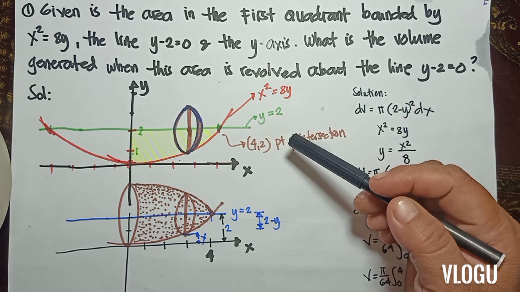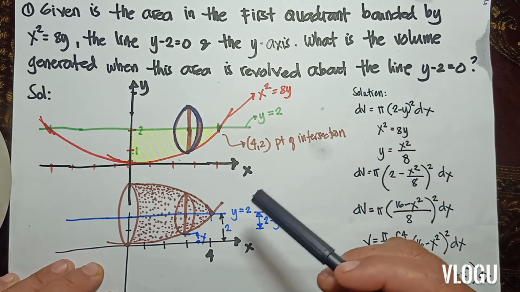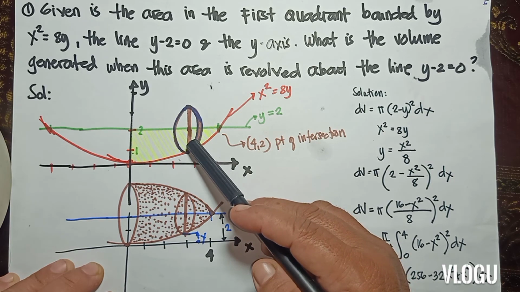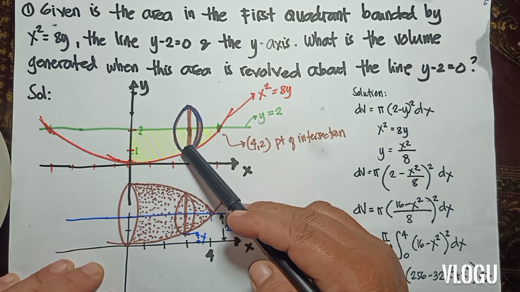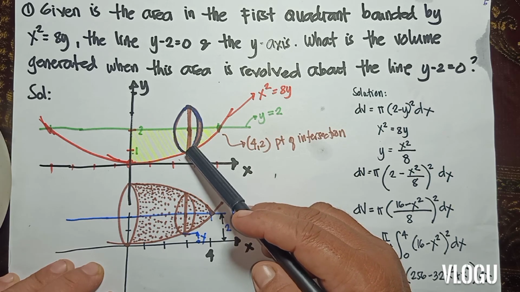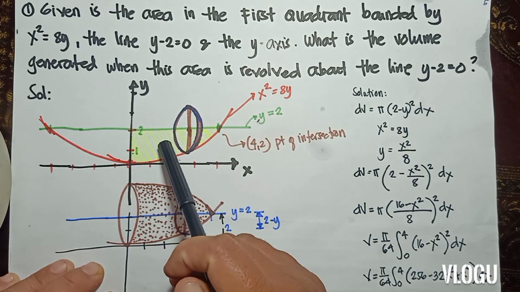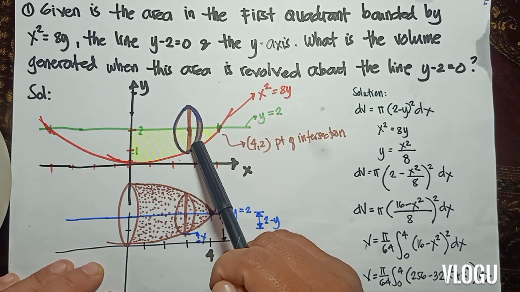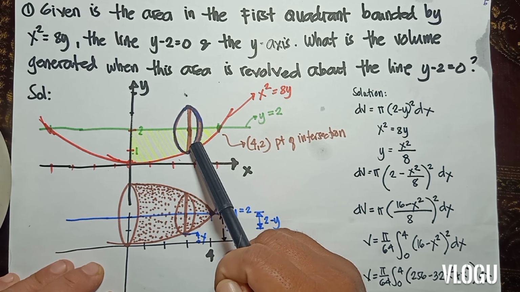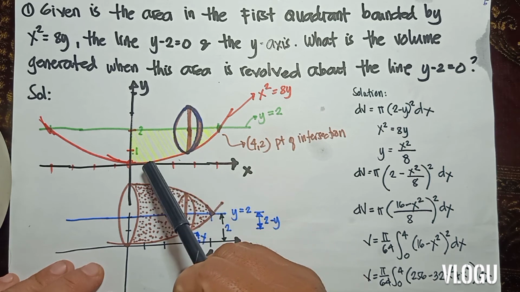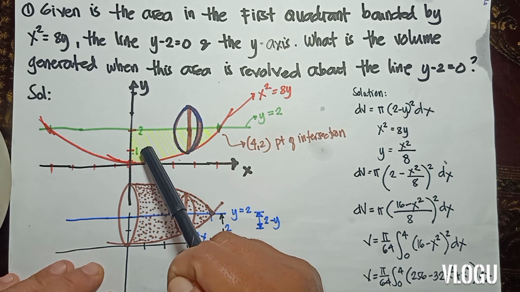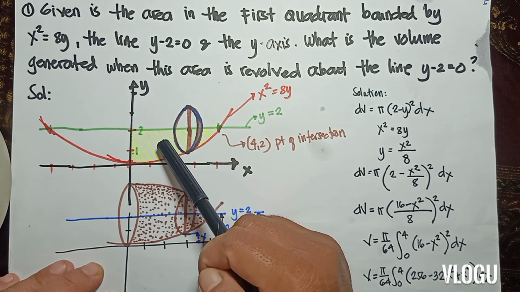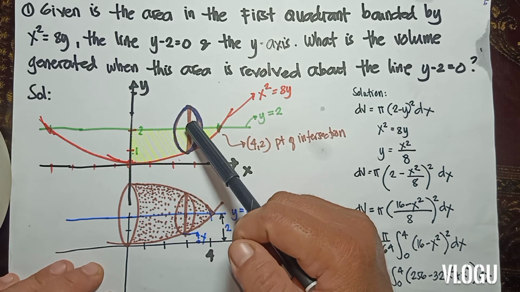So what are we going to do? Can we use a horizontal strip here? We cannot use a horizontal strip here, because if we use a horizontal strip, you cannot have x right minus x left. Why? Because when you draw a small strip here, it cannot touch the two equations. What we need is a strip that can touch the two equations.